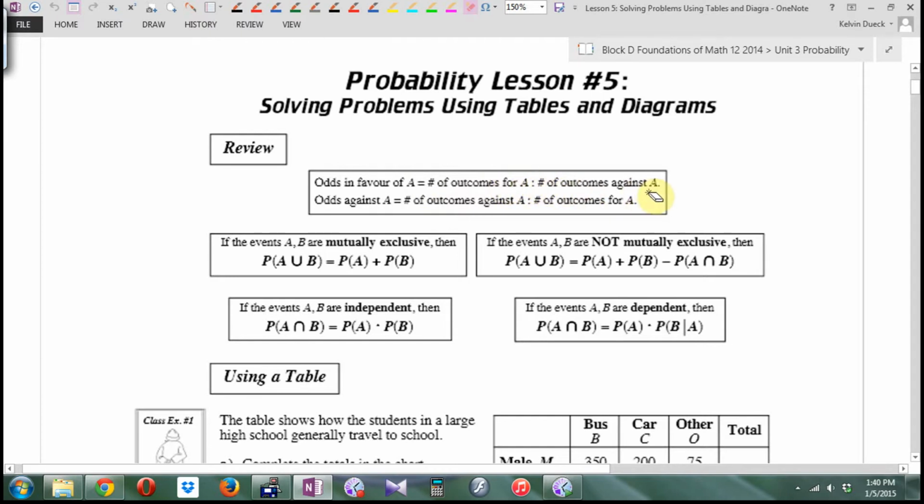Those of you that are sports fans, we have the NFL playoffs going on right now. You're hearing odds mentioned all the time. So-and-so is favored 3-2 against, or 2-1 against, or 5-2 in favor.